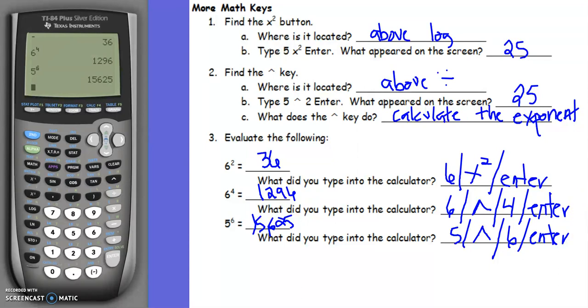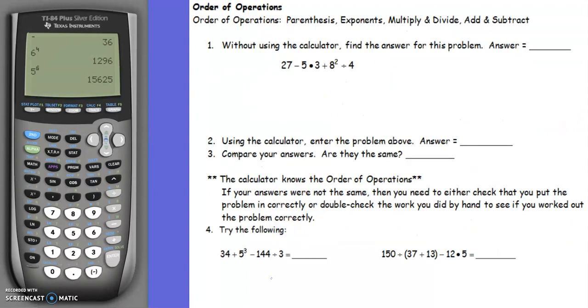Alright, so now order of operations. The order of operations could be PEMDAS or GEMDAS. So when we're looking at this, we can look at grouping symbols. That's a G. So grouping, exponents, multiply and divide, addition and subtraction. The strategy we use is GEMDAS.